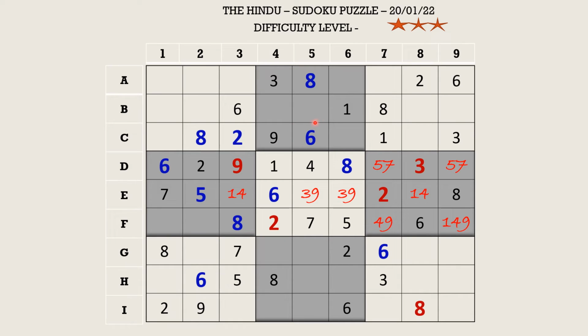Let's try to fill the second block. There is 2 in column 4 and 2 in column 6, which blocks these 2 cells. So B5 takes 2. There is a 5 in column 6, which blocks these 2 cells. So this cell B4 takes 5. Now there are only 2 empty cells and the missing numbers are 4 and 7. So let's mark it as 4, 7 pair.